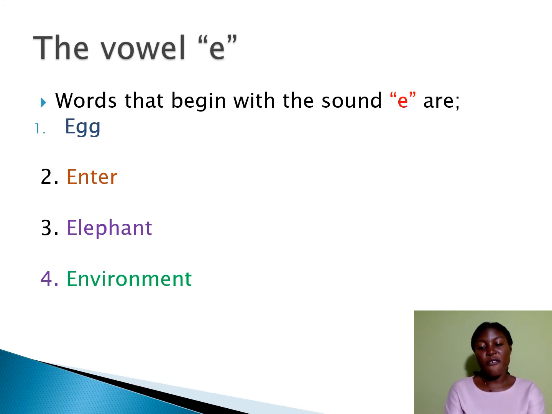Now let's move on to the vowel E, which stands for the letter E, but it sounds E. Words that begin with the sound E are egg, enter, elephant, environment. Let's go over the examples again.